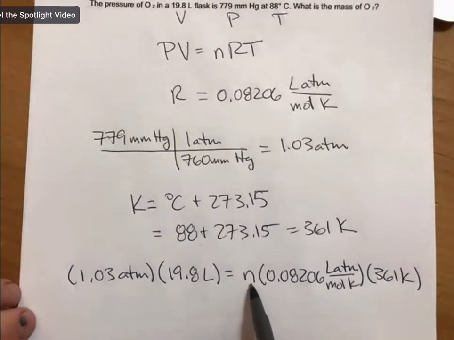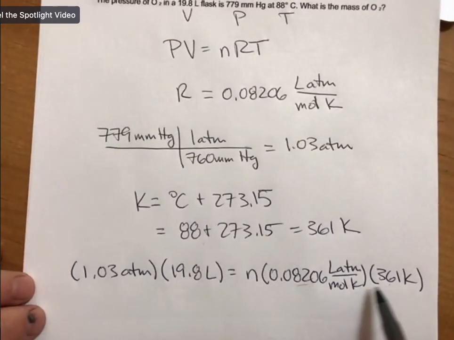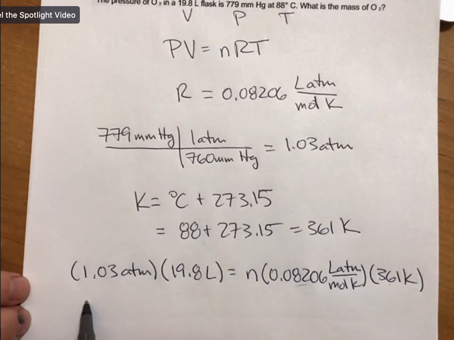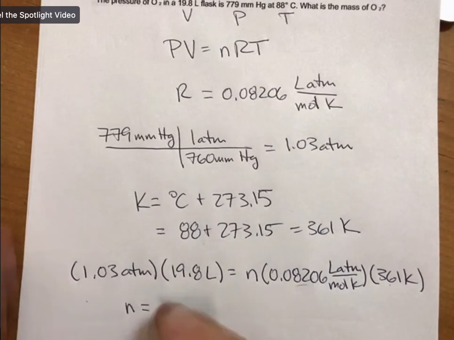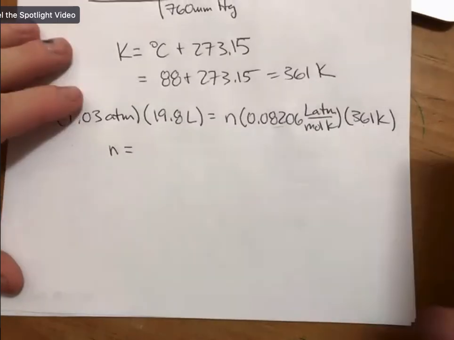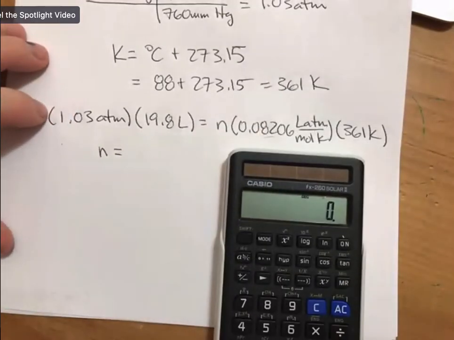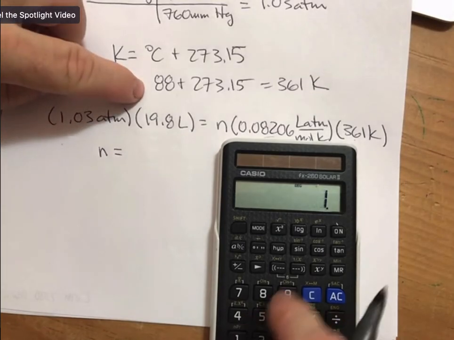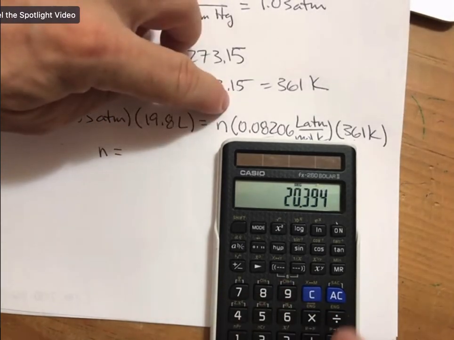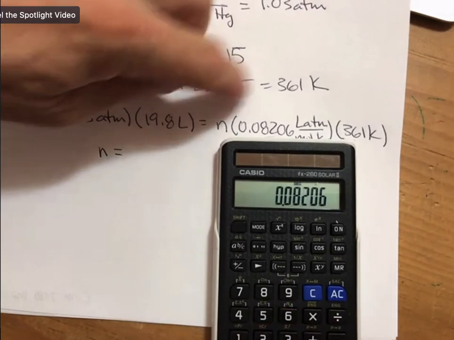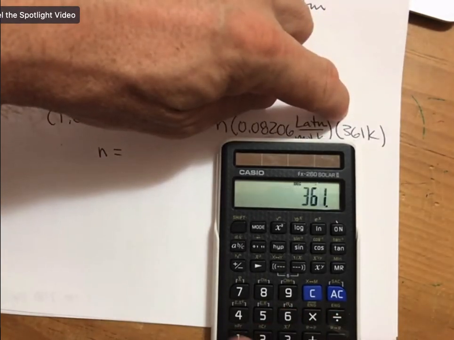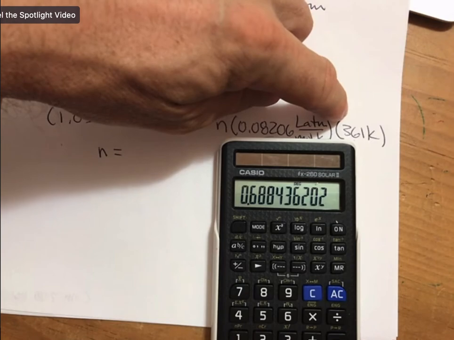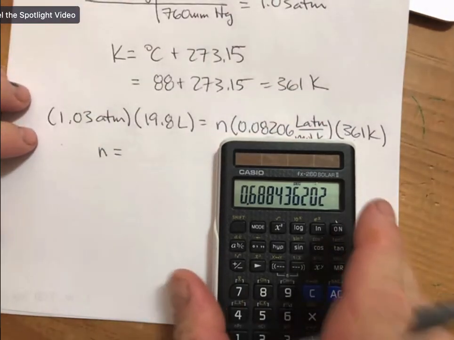So to solve for n, take the two numbers next to it and divide both sides by them. My math for this is going to be 1.03 times 19.8 divided by 0.08206 divided by 361. And I get 0.688 moles.